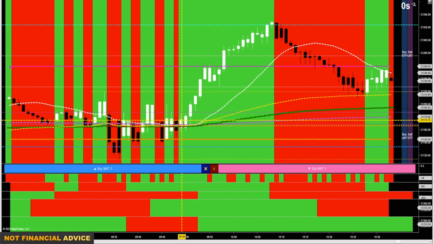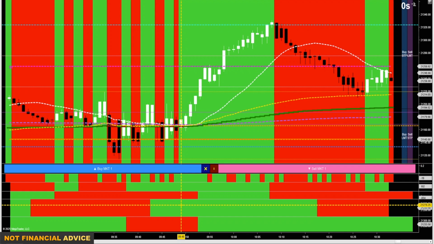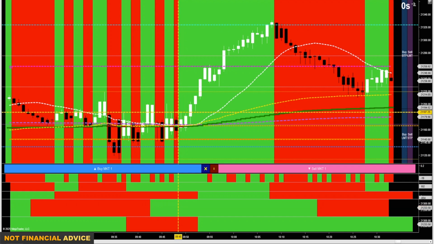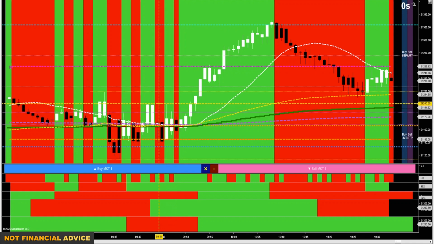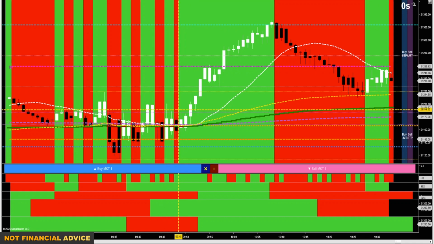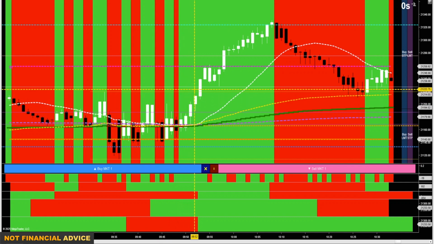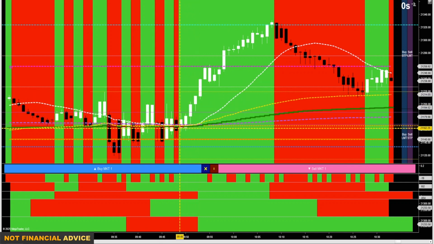HEIKIN ASHI turns green. We got green delta on the 1 and the 5. HEIKIN ASHI on the 5 minute is green. So I'd be looking for a break above the high of this candle, or this previous high, or this previous high. Any one of those that you decided to take worked out. We did not have any key levels in the way to the upside.